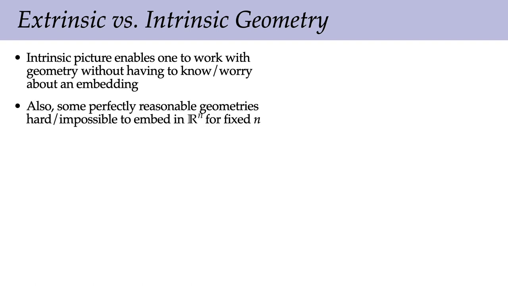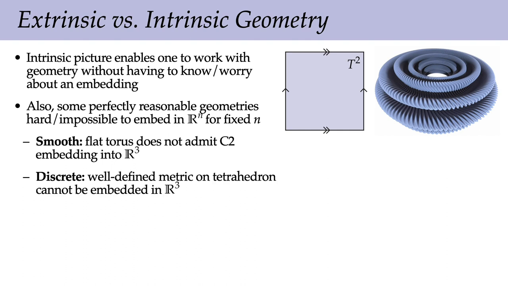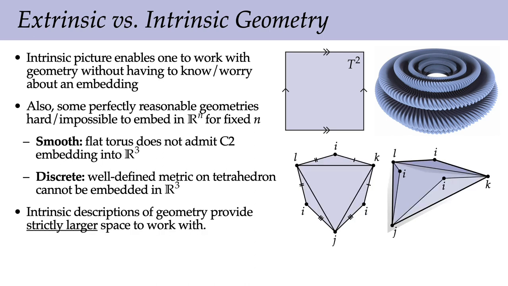So there are some perfectly reasonable geometries that are hard or impossible to embed in R^n for a given fixed n. An example from smooth geometry is the flat torus, the square where if you walk off one side, you appear on the other. That's a perfectly reasonable geometric space, but try drawing it in three-dimensional space without distorting the distances. It's really, really hard to do. In the discrete case, maybe a more concrete example is this tetrahedron. I have these four triangles in the plane with vertices I, J, K, and L, and I've marked how they should get glued together. And just like the torus, I could walk off the edge with three marks on it and appear on the other edge with three marks on it. It's a perfectly reasonable geometric space, but I just can't glue those edges together in three-dimensional space. I have these short little flaps that don't quite come together.